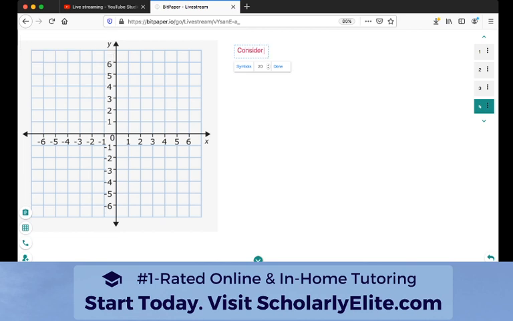So consider, line A would be something like 7x plus 4y minus 28 equals 0. And line B, let's just spread these out a little bit so you guys can see a little bit better. And then line B is going to be 5x plus 2y minus 10 equals 0.